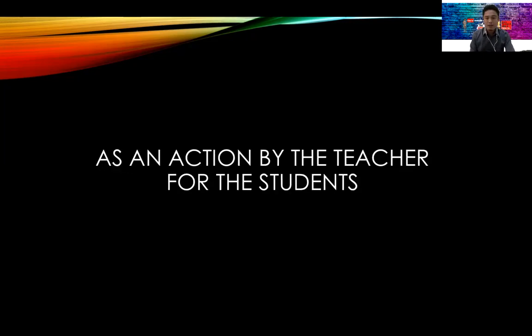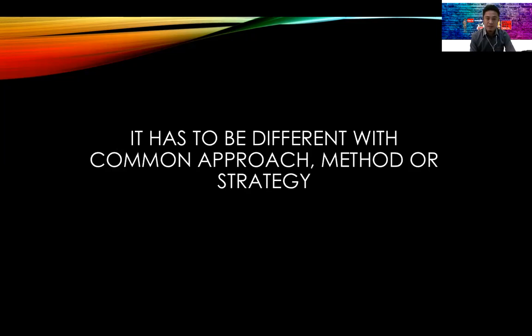And the next one is an action by the teacher for the students. What does it mean? The action here refers to the treatment that will try to solve the problem faced by the students. Next one, it has to be different from the common approach, method, or strategy.